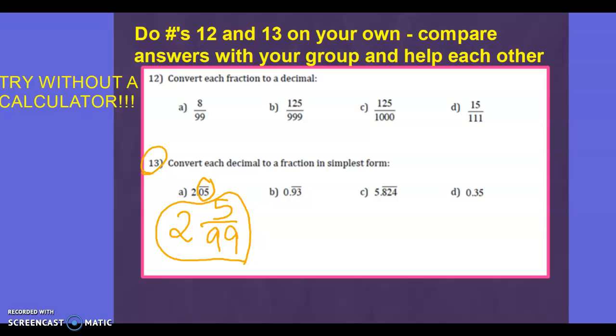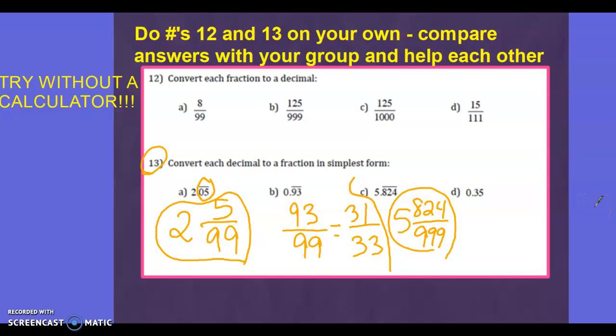Letter B, I have 2 digits repeating, the 9 and the 3. I put them in the top. Since I do have 2 repeating, I put a 99 in the bottom, and then you would go ahead and simplify that. That one simplifies to 31 over 33. See if you can try letter C. Hit pause and then hit play when you are ready. If you got 5 and 824 over 999, then you are correct. So remember, 3 digits were repeating, so you put 3 nines in the denominator.